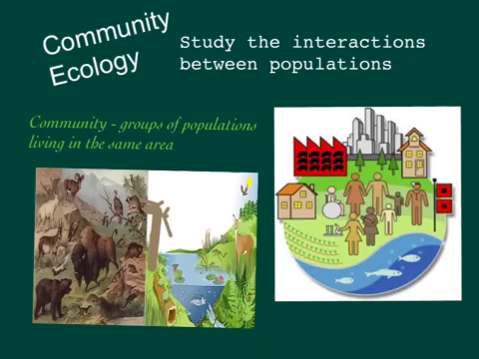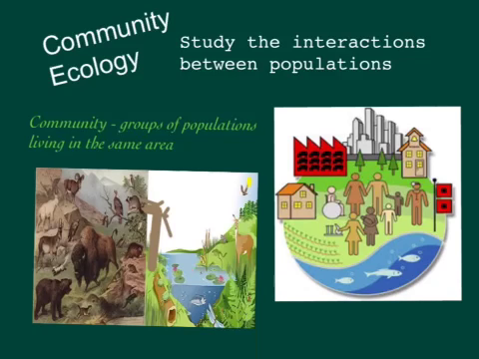Okay, community ecology is the study of interactions between populations, and community means groups of populations living in the same area. So on this picture here, you can see a bunch of humans living in one area and using their resources. And in this other picture, you can see bison and bears and the rocks and plants living in one area. And the same for this picture here, but it's a pond with hills and deer and frogs living in one area.